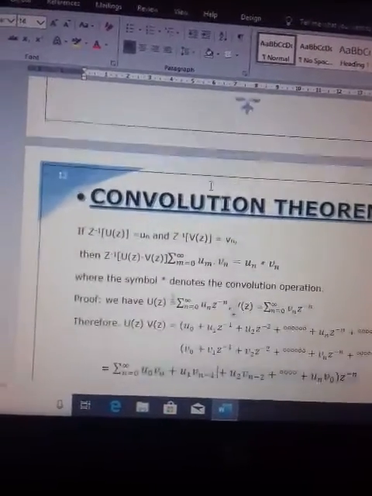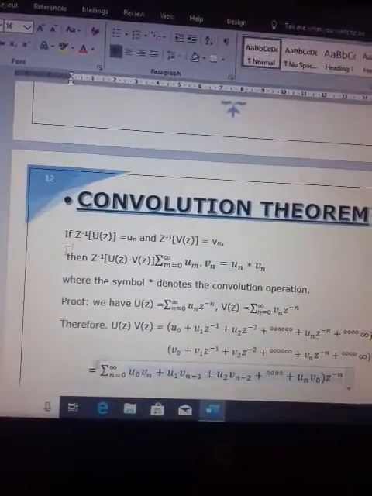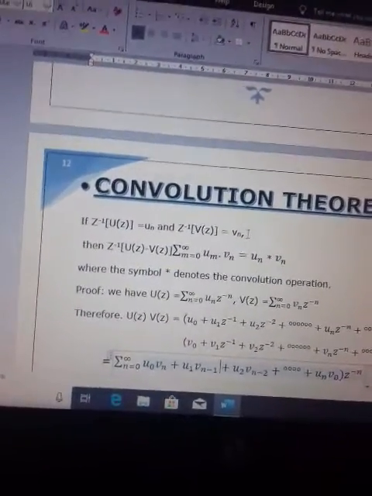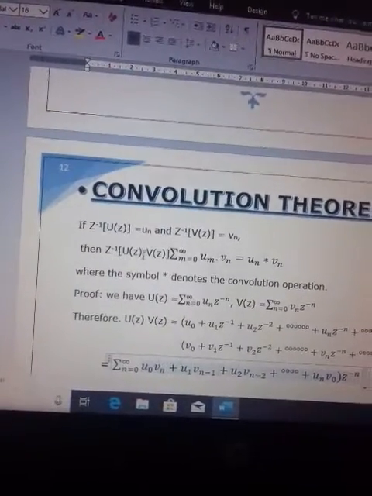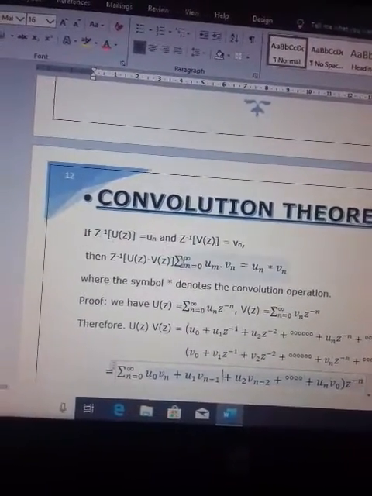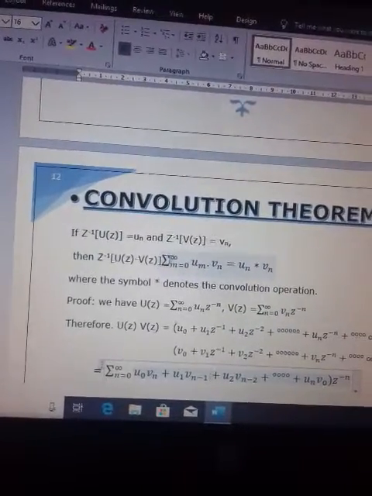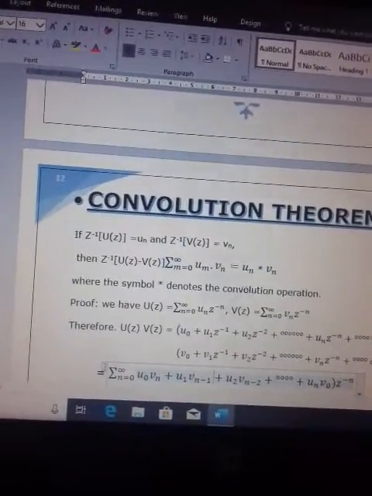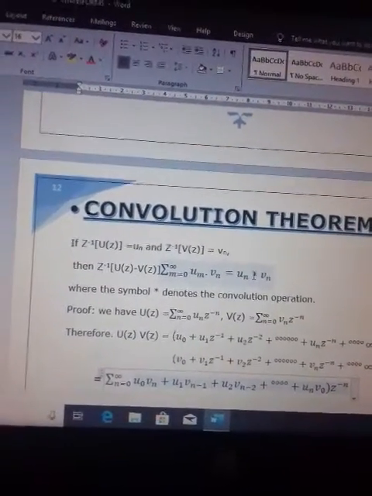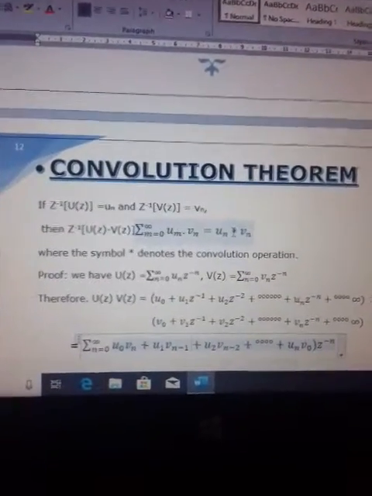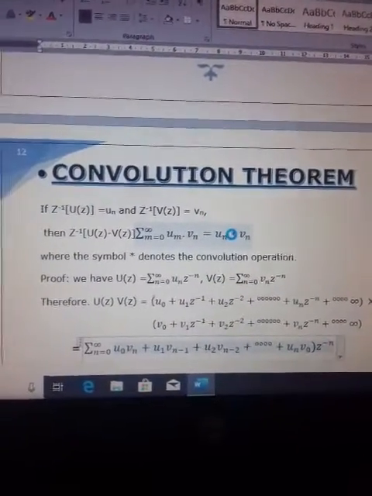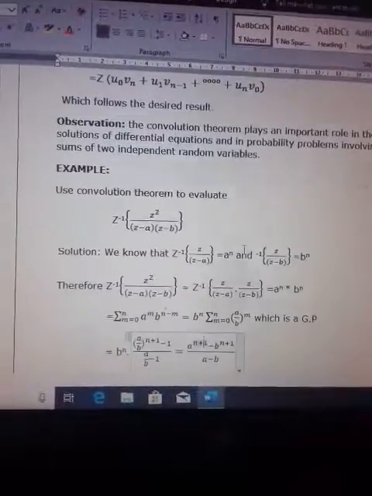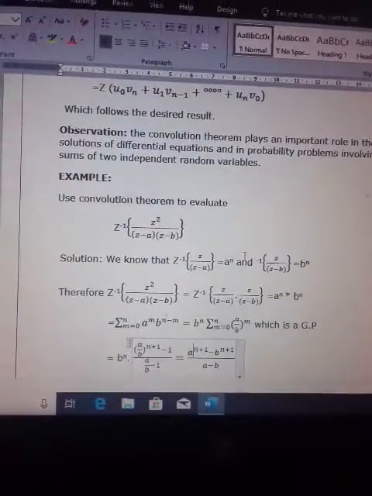Another one is the convolution theorem. If the Z inverse of U(z) equals u(n), and the Z inverse of V(z) equals v(n), then the Z inverse of U(z) V(z) equals the summation of m equals 0 to infinity u(m) v(n-m), which equals u(n) * v(n), where the symbol * denotes the convolution operation. And I had done the proof and an example using the convolution theorem to evaluate this.